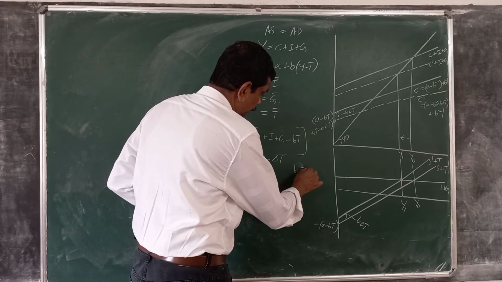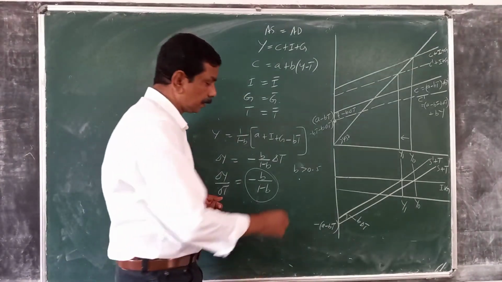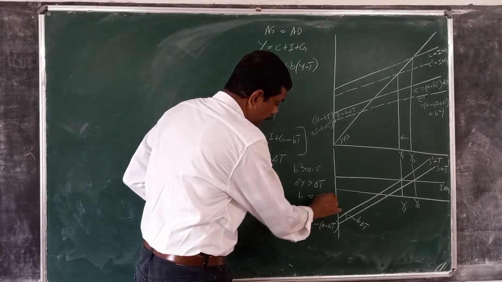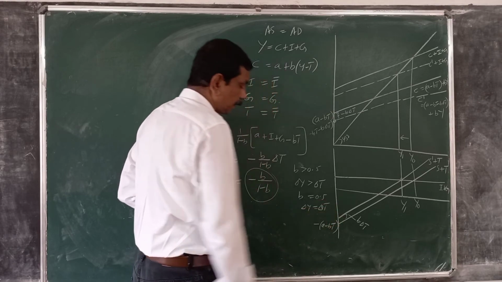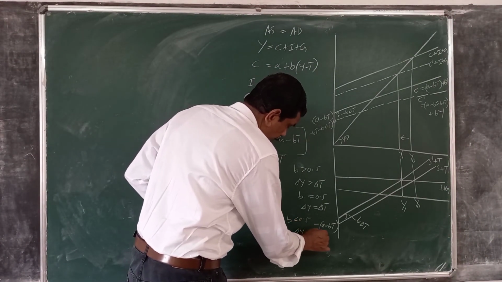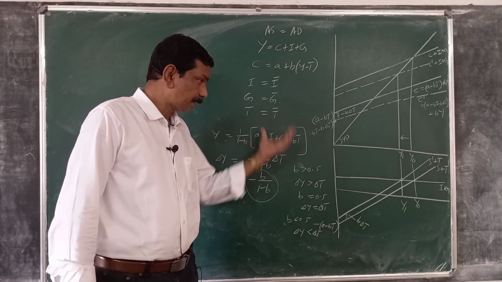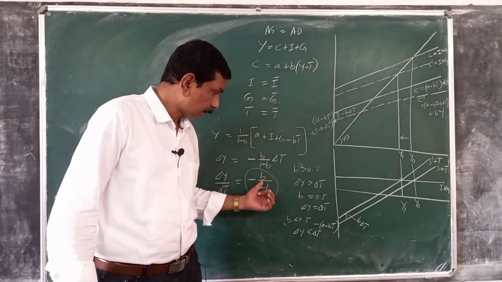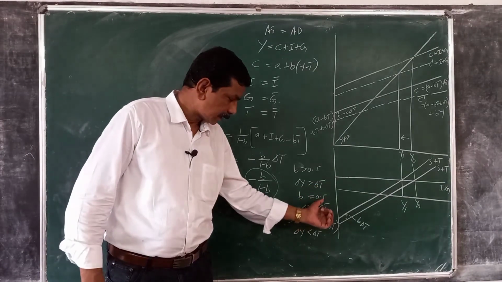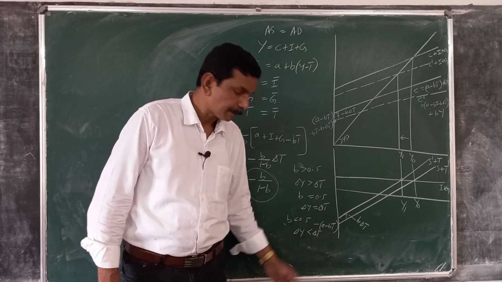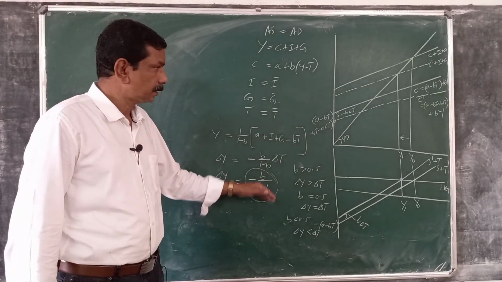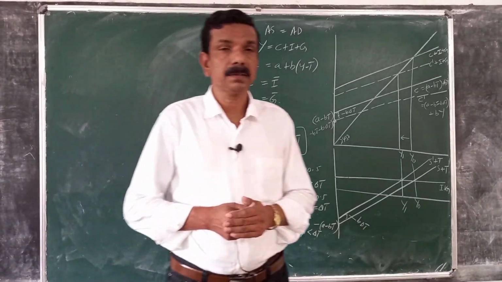An increase in tax always reduces income, and the impact depends on the value of B. If B is greater than 0.5, delta Y is less than delta T. If B is equal to 0.5, delta Y is equal to delta T. If B is less than 0.5, delta Y is greater than delta T. That is, the effect of an increase in tax on income depends on the value of B. So this is the tax multiplier, minus B by 1 minus B, and the tax multiplier is always lower than the government expenditure multiplier.